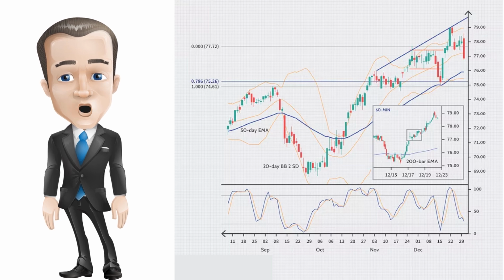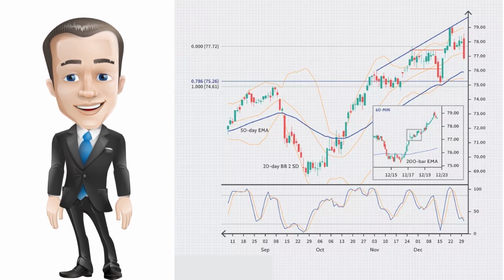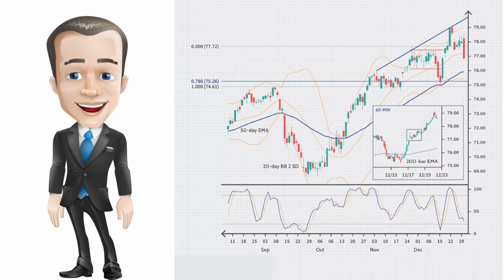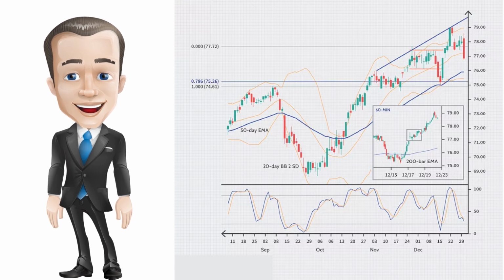Finally, the decline settles near the 60-minute 200-bar EMA, a classic turning point for pullbacks in uptrends. Price structure and seasonality raise odds even further for our specialized dip trade.